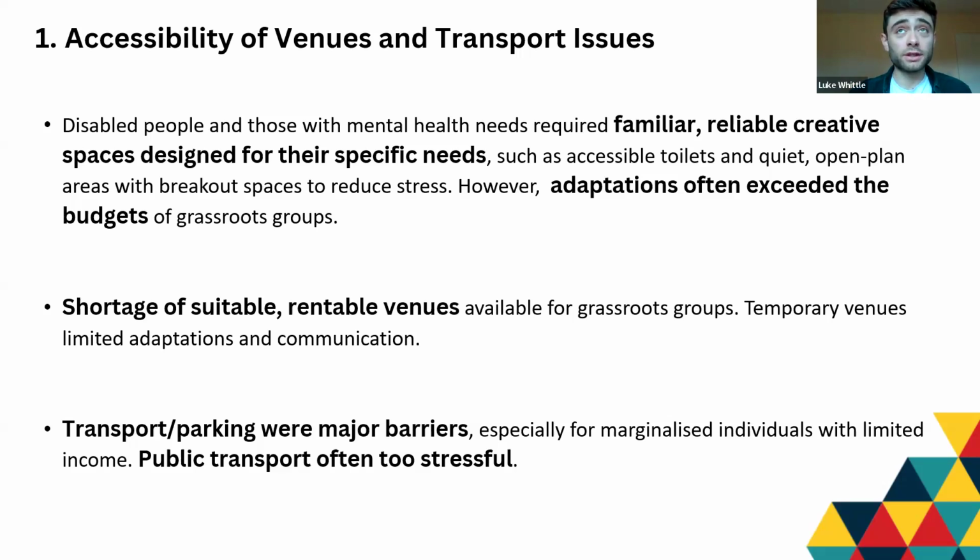We also found that groups talked about a shortage of suitable and rentable venues that are available to them. Temporary venues, so where groups are maybe renting out community centres, but this can change week to week, can quite often be unsuitable. That limits the types of adaptations they can make to the spaces, so they're just reliant on what's available to them that week. And it can then be very difficult for them to communicate to their members what the levels of accessibility are if they don't know where they're going to be from week to week.